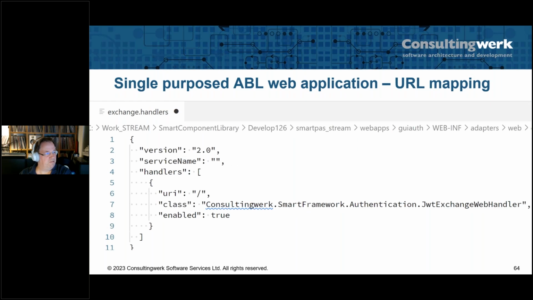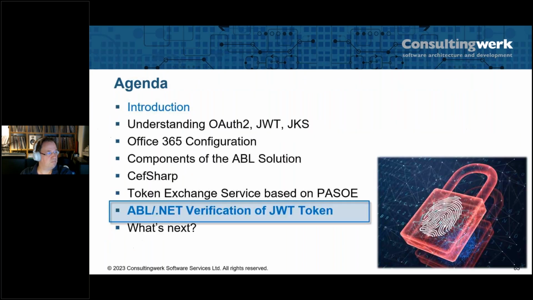So then further in the configuration of this ABL web application, we say, since the only purpose of this web application is to return the client principal for a JWT token, it only has a single web handler, and basically every URL we issue to that PASOE web application is just purposed to return the client principal.